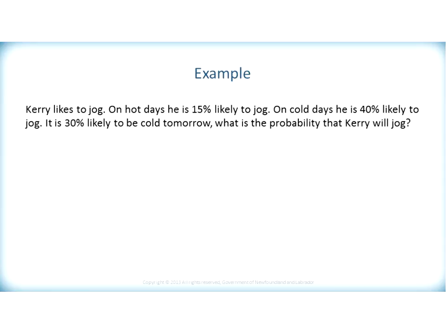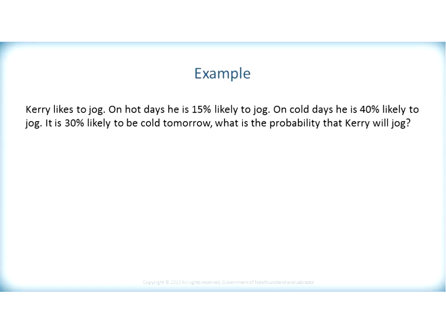Here is a similar example. Curie likes to jog. On hot days, he is 15% likely to jog. On cold days, he's 40% likely to jog. It is 30% likely that it will be cold tomorrow. What is the probability that Curie will jog? If you wish, you can pause the clip and attempt this question on your own. I will continue with the solution.